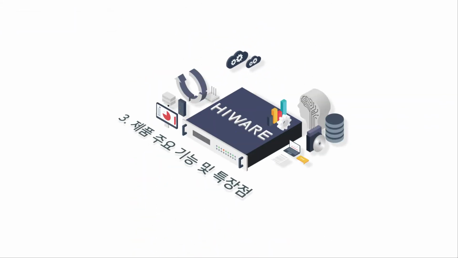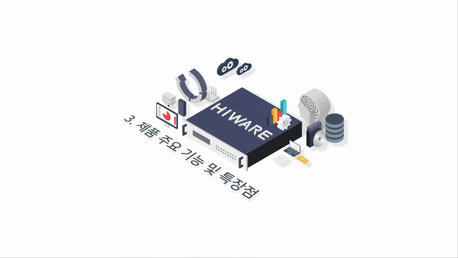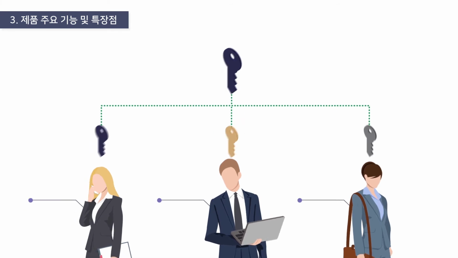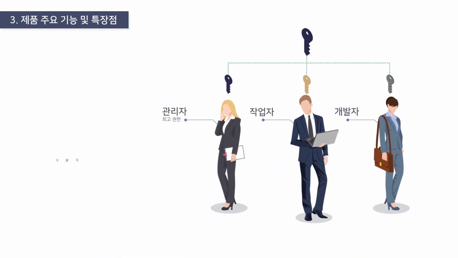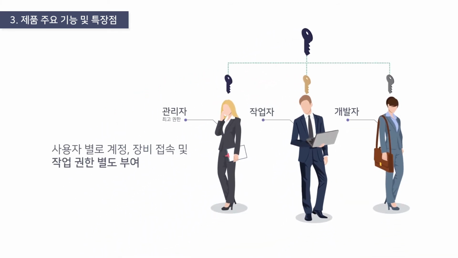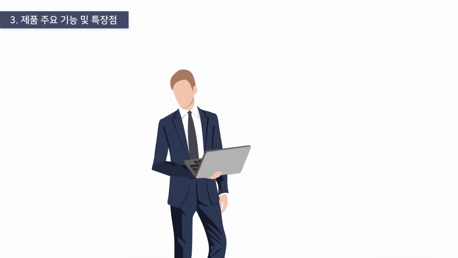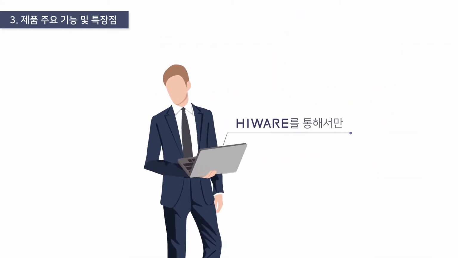3. Product main features and specialities. User ID and password are not shared. Each user will be assigned an account, and each account will be assigned access and operation rights separately for devices. Users can access the equipment only through Hiware.